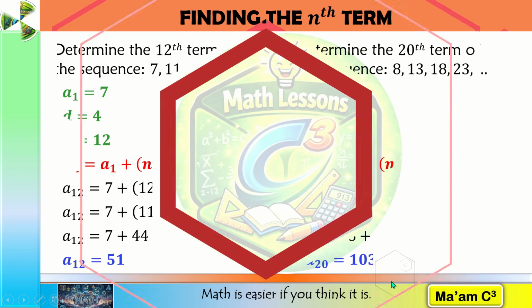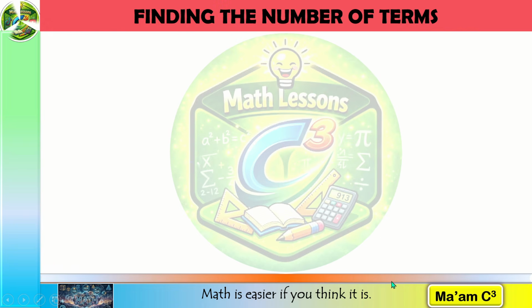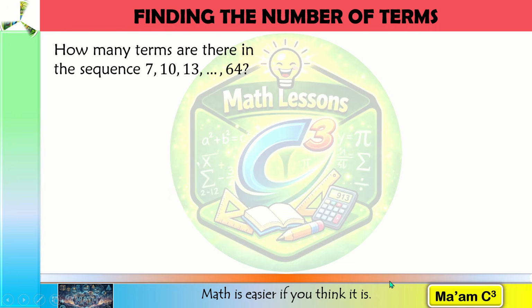Let's have some more. This time, finding the number of terms. How many terms are there in the sequence 7, 10, 13, up to 64? Is this an arithmetic sequence? The difference here is 3. The difference here is also 3. So this is an arithmetic sequence. Our first term, a sub 1, is 7. Our common difference is 3. And our last term is 64.